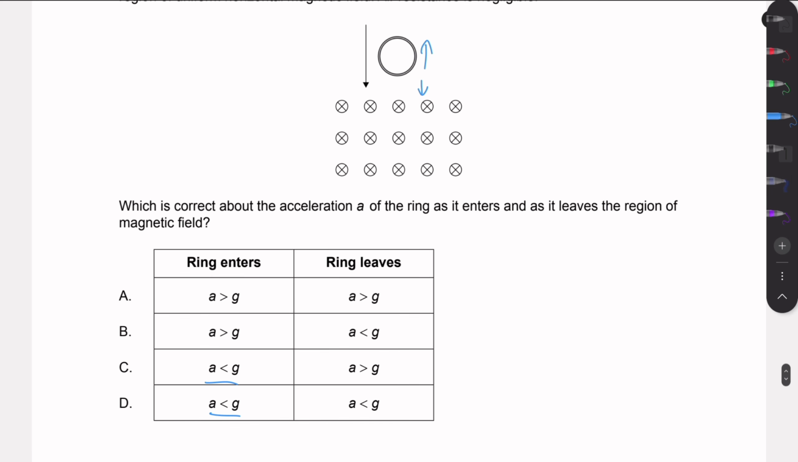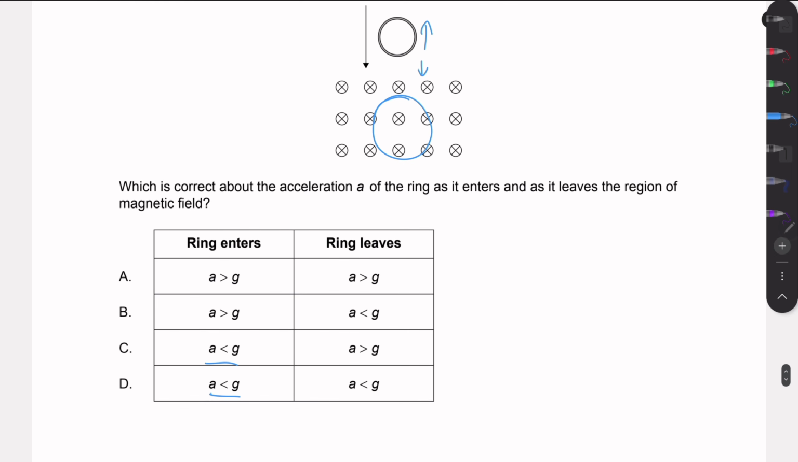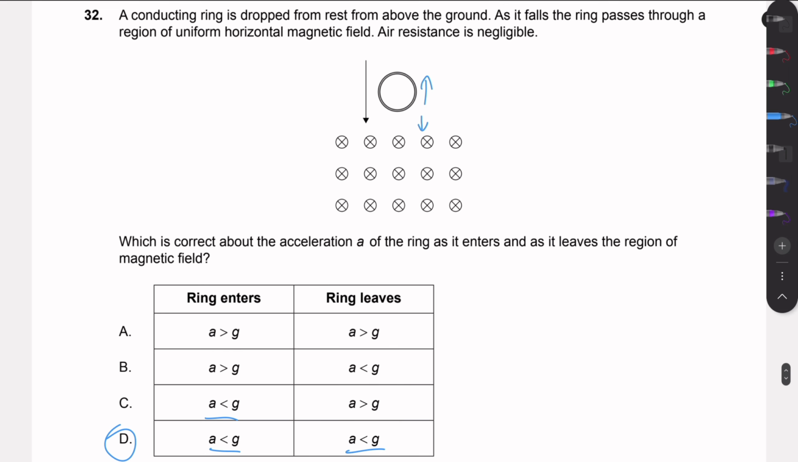And then as the ring leaves, we can consider this in the same way. It's already in the magnetic field, so it wants to stay in there. And then when it starts dropping out, there will be an upwards force again, which will try and keep it inside the magnetic field. And so the net force will again be in such a way that the acceleration will be smaller than g, as again, we'll have gravity downwards as well on the loop. And like this, the net force will still be pointing downwards, but a little bit smaller than g. So yes, that's how you would do it properly.